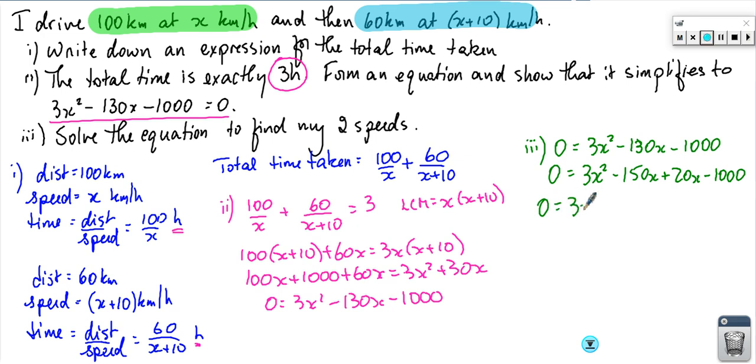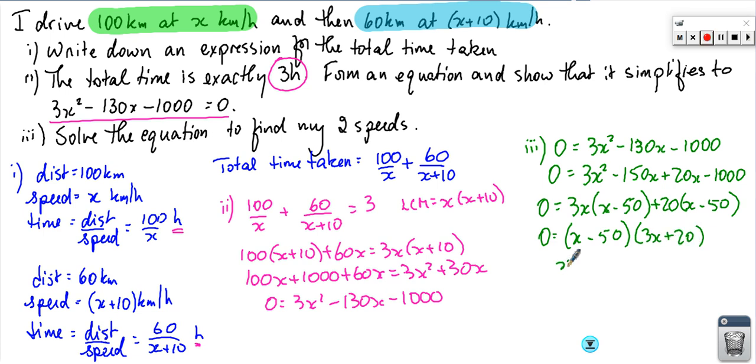0 equals 3x into x minus 50 plus 20 into x minus 50. So I got 0 equals x minus 50 into 3x plus 20. So x is equal to 50 or x is equal to minus 20 on 3. But since x was a speed, it can't be minus 20 on 3. So x is 50 kilometers per hour.